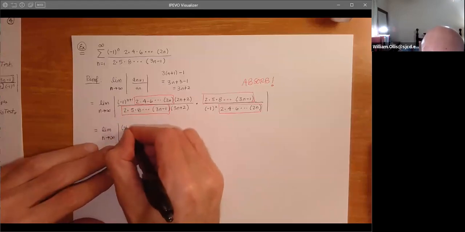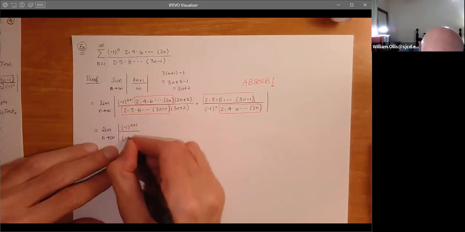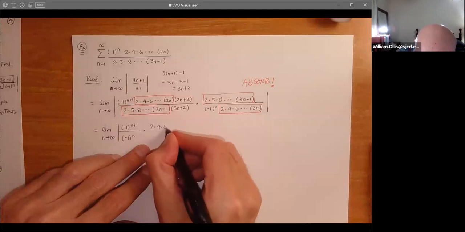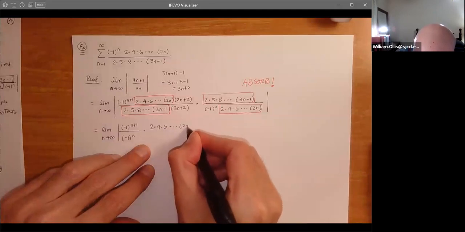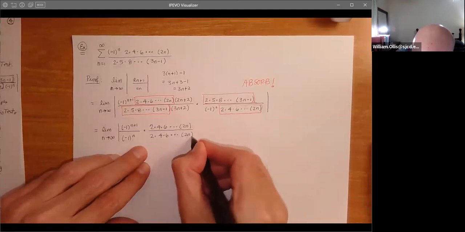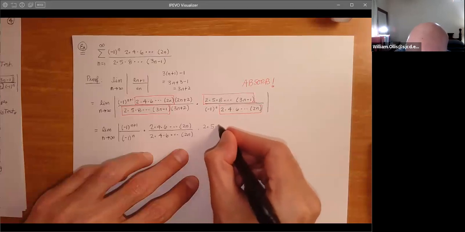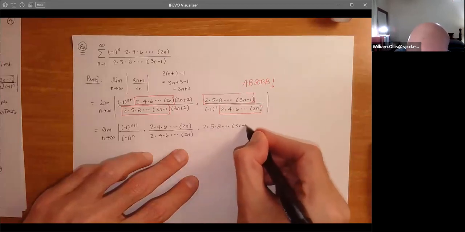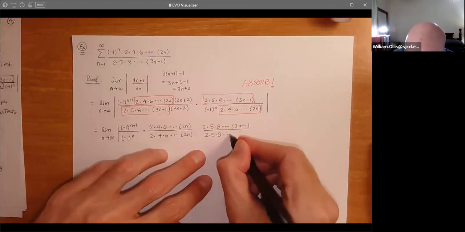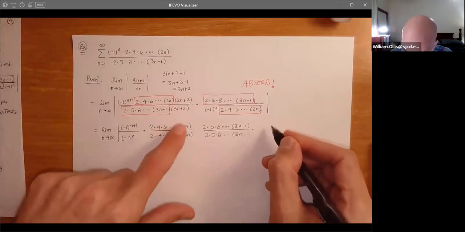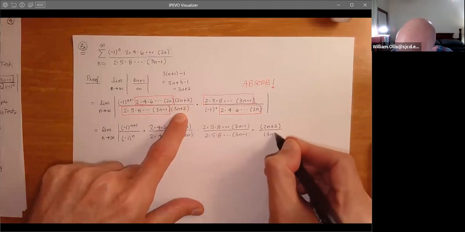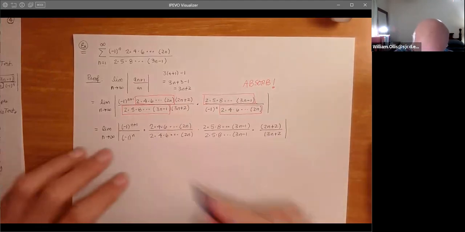First, we're going to have the negative 1 to the n plus 1, and then the negative 1 to the n. And now I'm going to put all these on top. So we'll have 2 times 4 times 6 up to 2n, do the same here, 2 times 4 times 6 up to 2n. And then the next step, 2 times 5 times 8 up to 3n minus 1, same here, 2 times 5 times 8 up to 3n minus 1, and then the stragglers. Who are the stragglers? 2n plus 2, and then 3n plus 2. Those are the stragglers. So like I said before, absorb.